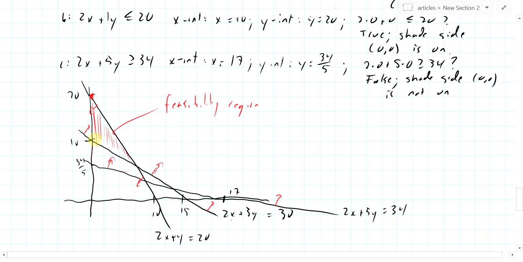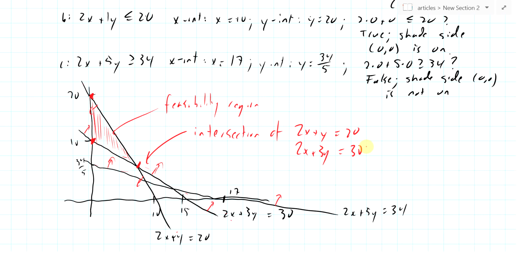And what are the corner points? Well, there's one there, and one there, and this is the intersection of this line, which is 2x plus y equals 20, and of this line, which is 2x plus 3y equals 30. So, we've graphed it, we found the feasibility region, we found what the three possible corner points are.